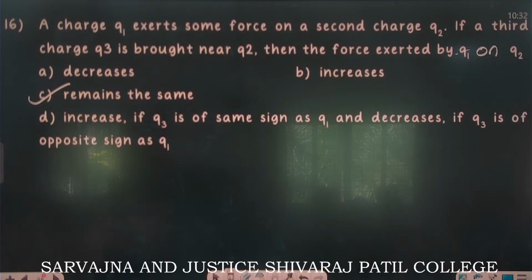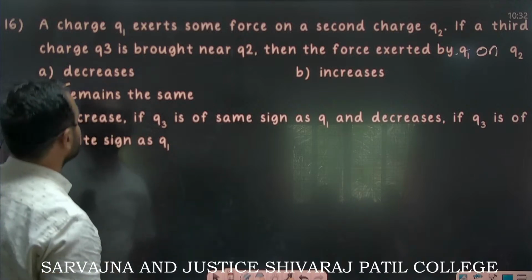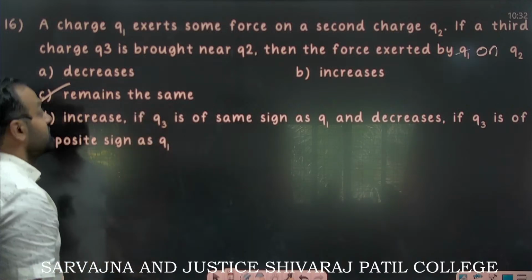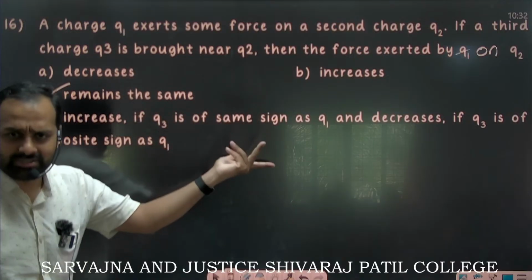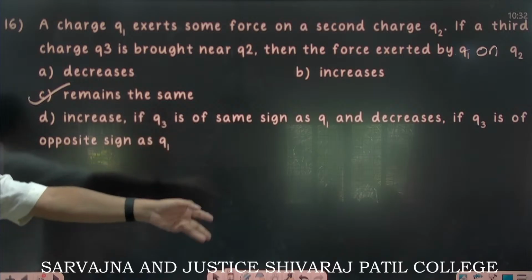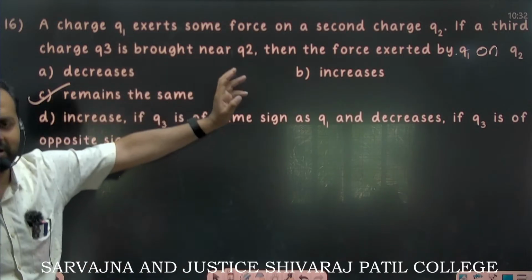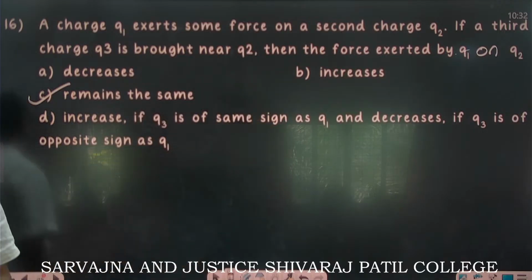Now, force between any 2 point charges is independent of presence or absence of any other charges, that is the property of electrostatic force you have studied. So this is based on that property only, right? If Q3 is brought near Q2, the force between Q1 and Q2 will not change. Not only Q3, if you bring Q4, Q5, Q6, Q7, no matter how many charges you bring, force between Q1 and Q2 will remain same.